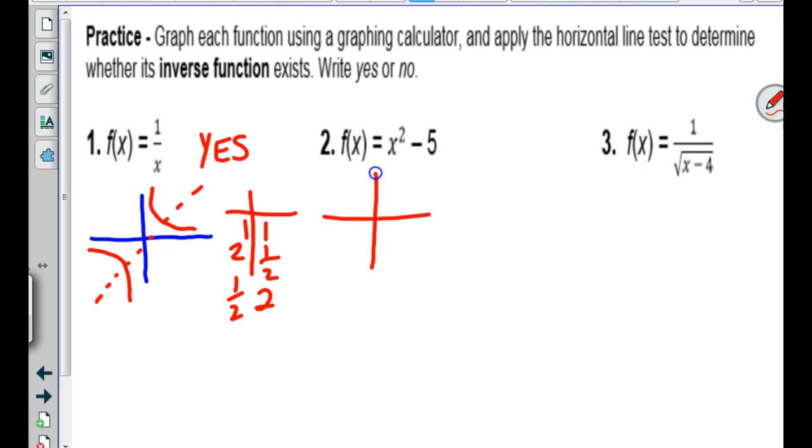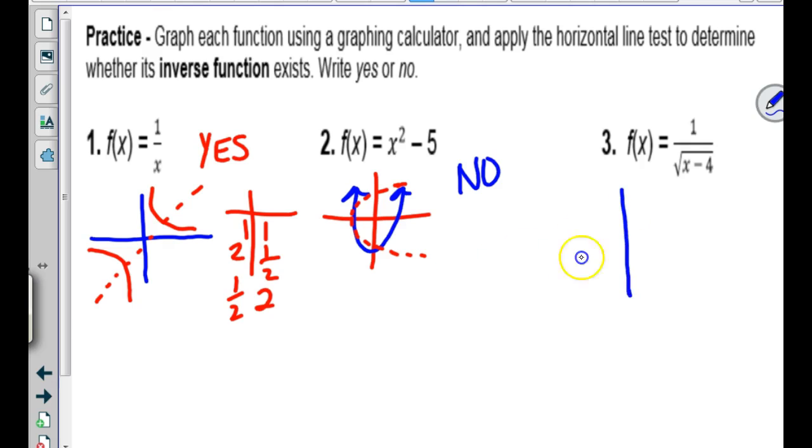What about this one? Can somebody tell me what that looks like? You shouldn't need your calculator even, right? It's a parabola that's shifted down. Okay, is that going to have a function that's an inverse? Okay, it has an inverse, but it's only a relation. Yes, it would be over here doing this, but it would fail the vertical line test, right? So the original function, the blue one, fails the horizontal line test, so it does not have an inverse function, it has an inverse relation.